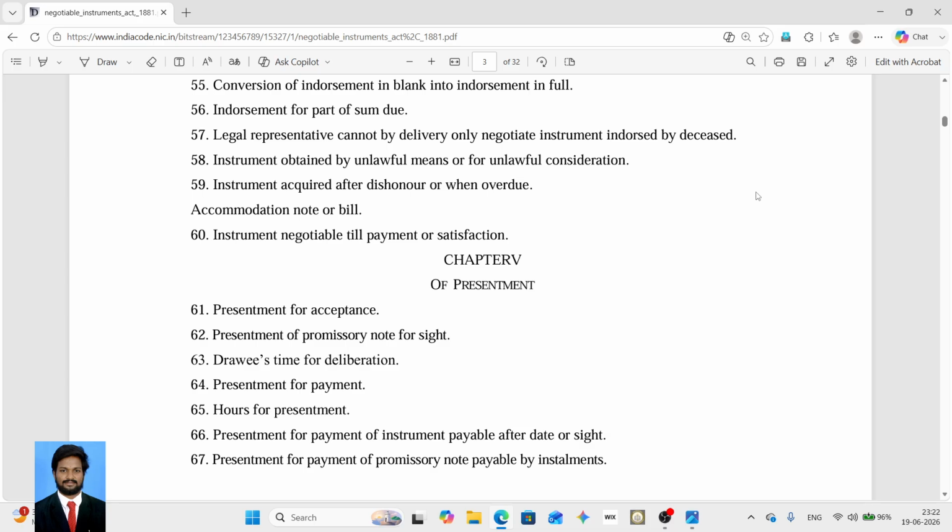59, instrument acquired after dishonor or when overdue, accommodation note or bill. 60, instrument negotiable till payment or satisfaction. By mistake I pronounced the 57th section inappropriately, so sorry for that. I will read it again. Legal representative cannot by delivery only negotiate instrument endorsed by deceased.